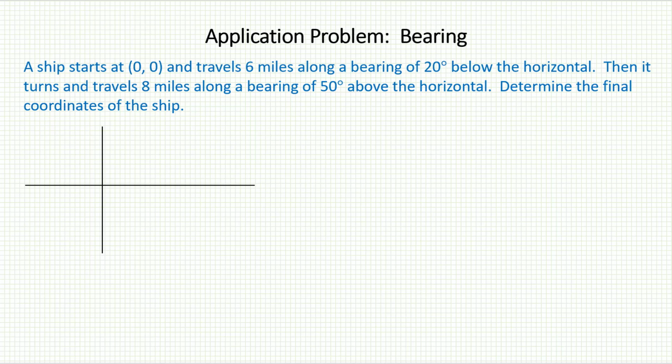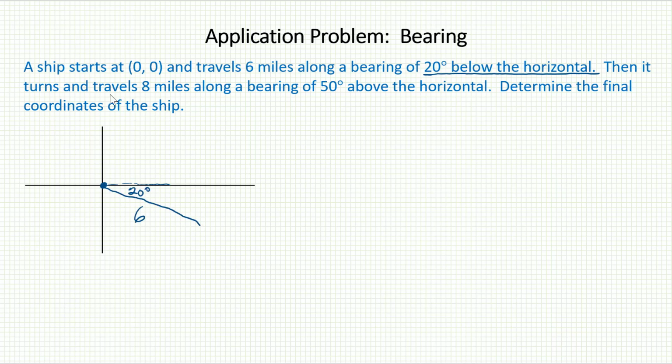Application problem, bearing. So we've got a ship here at 0, 0. The problem says it travels 6 miles along a bearing, in other words, a heading or a direction of 20 degrees below the horizontal. You can almost think of this like angle of depression. We're using the horizontal as our starting point. We're going 20 degrees below that. So here's the horizontal. 20 degrees below that would be somewhere along this direction.